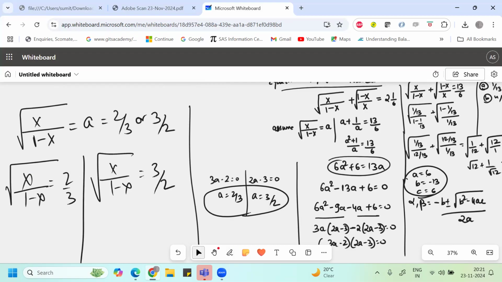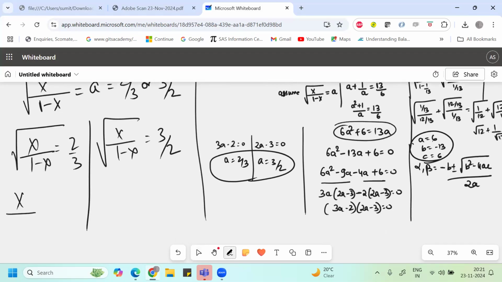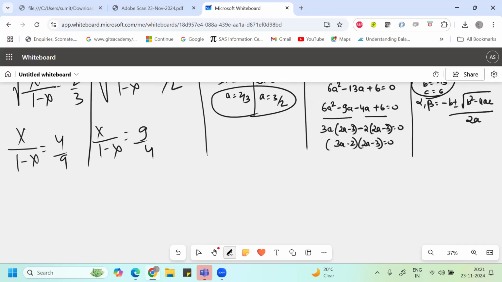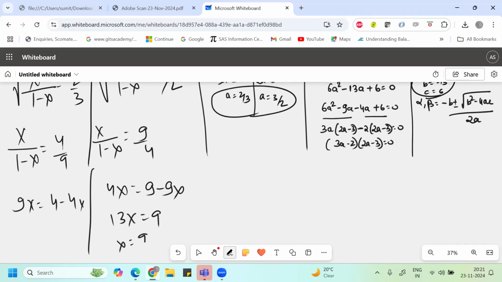Squaring both sides, you will get x by 1 minus x as 4 by 9, and x by 1 minus x as 9 by 4. And then if you cross multiply, 9x is equal to 4 minus 4x, and 4x is equal to 9 minus 9x. 13x is equal to 4, x is equal to 4 by 13, and 13x is equal to 9, x is equal to 9 by 13. So the answer is 4 by 13.